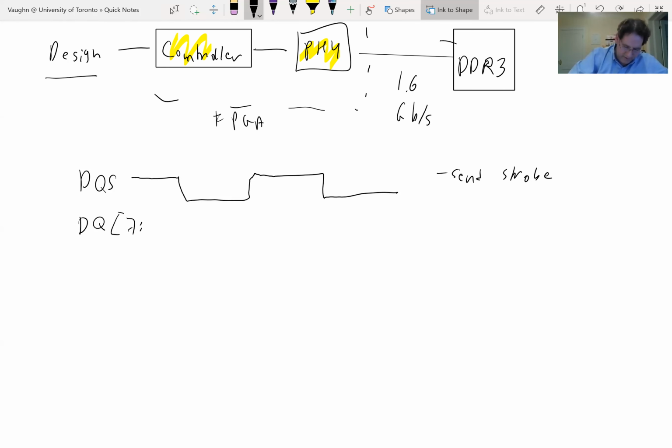And we send several data signals in DDR. So typically 8 go along with the DQS signal. And the idea is that I can use the edges of this DQS signal.